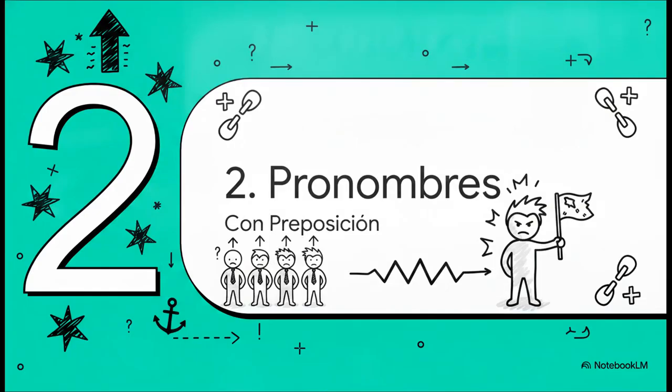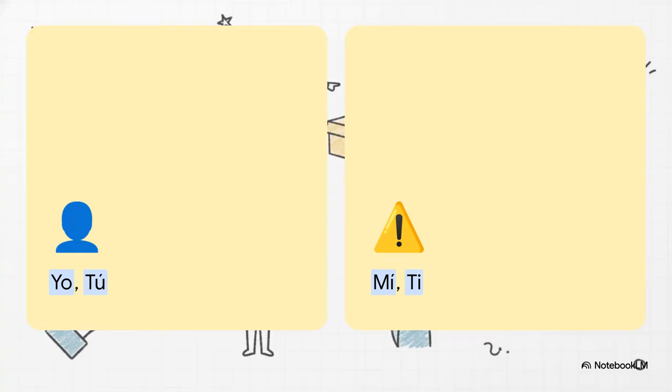Moving right along to Section 2, pronombres con preposición. All right, meet the biggest rebels of the Spanish language right up front here. In their standard subject form, you know them as yo, meaning I, and tú, meaning the informal you. But the very second you drop one of our prepositions in front of them, like para, which means for, they completely transform. Yo becomes mí, tú becomes ti. They literally change their spelling and their entire shape. You would absolutely never say para yo, you'd say para mí. You'd never say sin tú, you'd say sin ti. These two right here, they're the rebels you absolutely have to memorize.